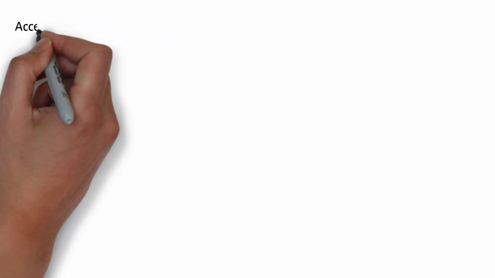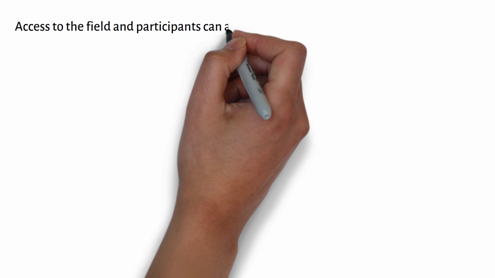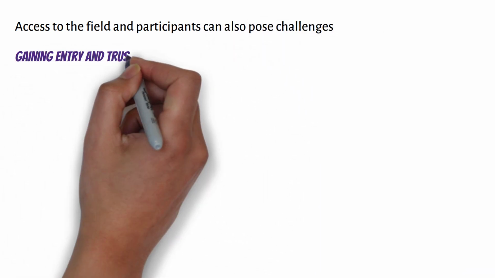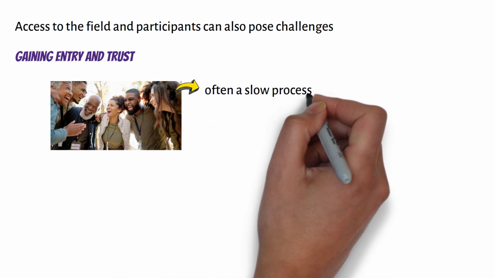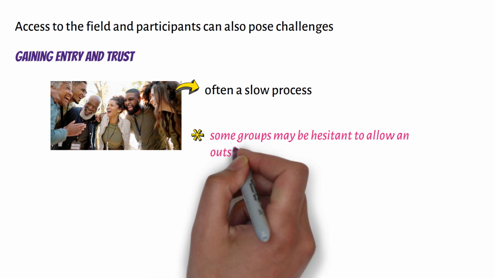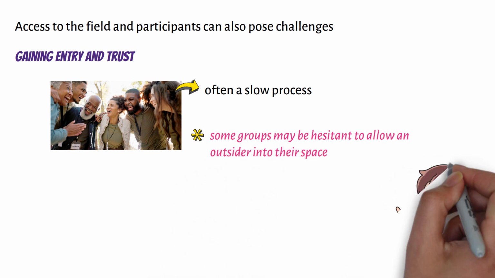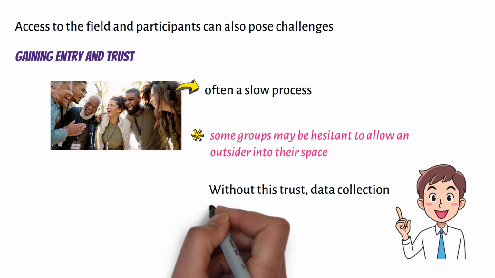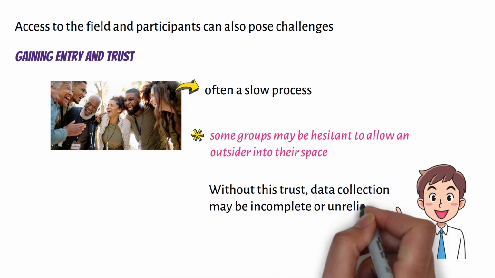Access to the field and participants can also pose challenges. Gaining entry and trust within a community is often a slow process, and some groups may be hesitant to allow an outsider into their space. Without this trust, data collection may be incomplete or unreliable.